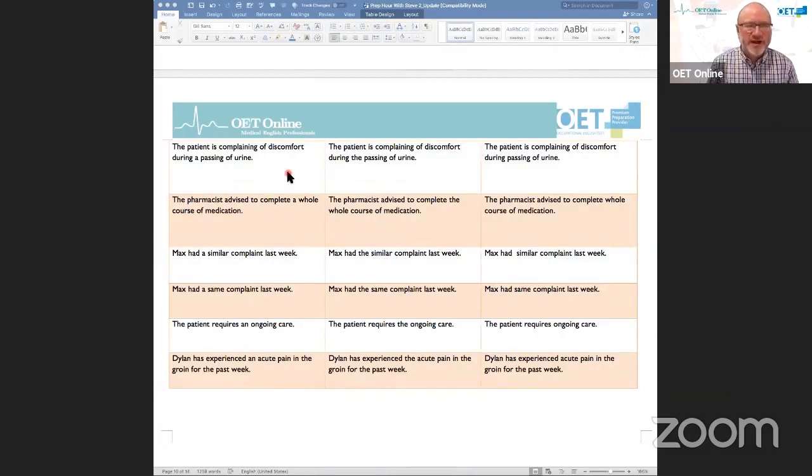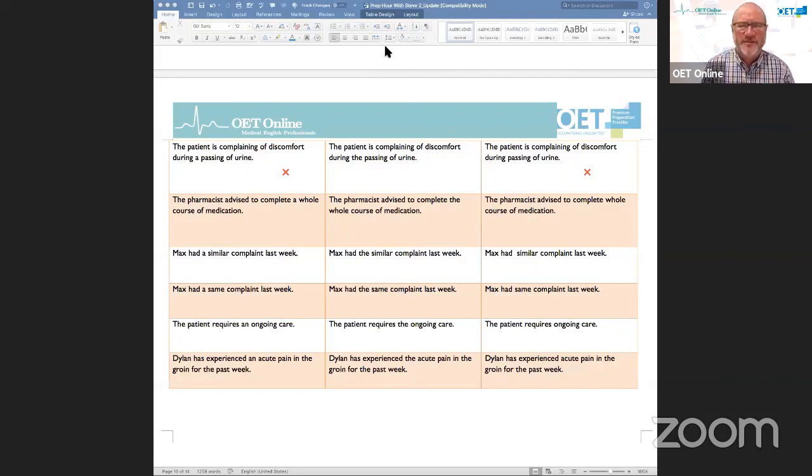The patient is complaining of discomfort during a passing of urine, during the passing of urine, discomfort during passing of urine. That's a hard one. Definite, indefinite, or zero. Well, I'll show you, and I know you're thinking about it. These two are wrong. We use here during the passing of urine. Now, this is a tricky one.